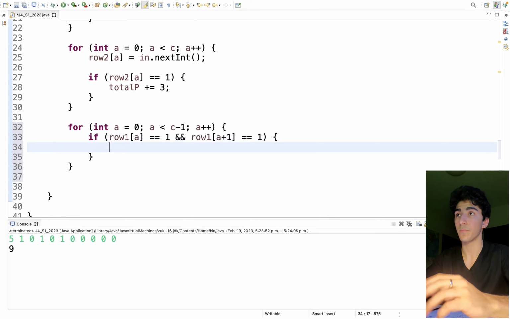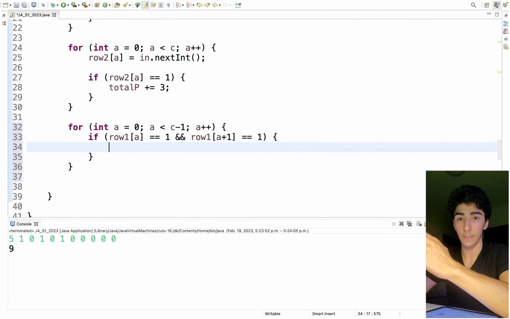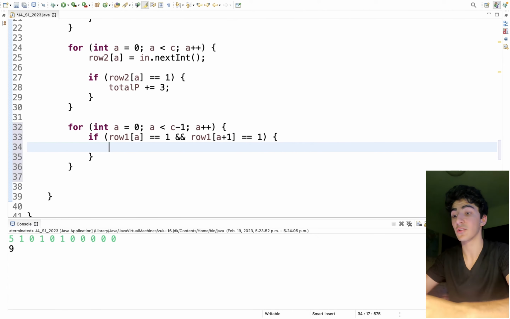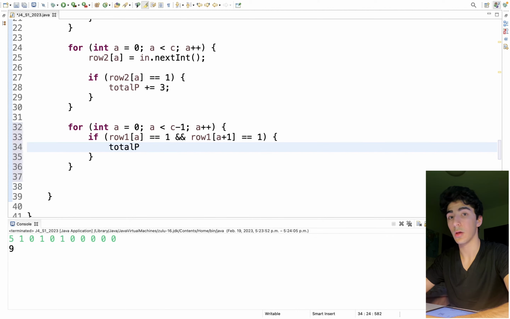What we're checking is, is this triangle wet? Okay. Is the next triangle wet? Yes? Okay, if they're both wet, then we have to subtract 2 because they're sharing a side. So we'll go total P minus equals 2.